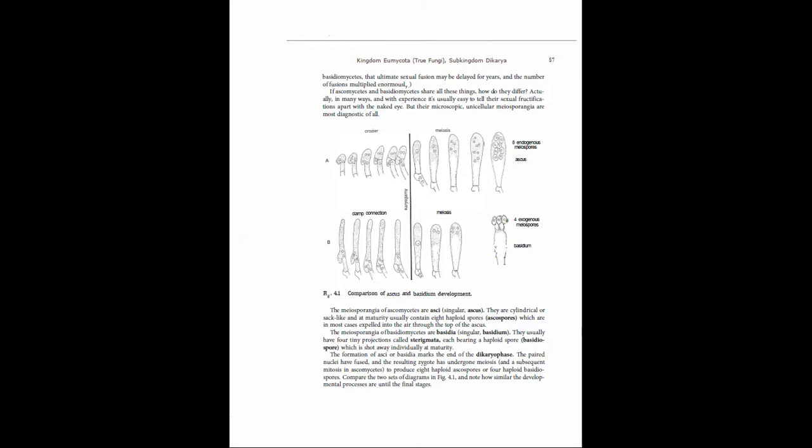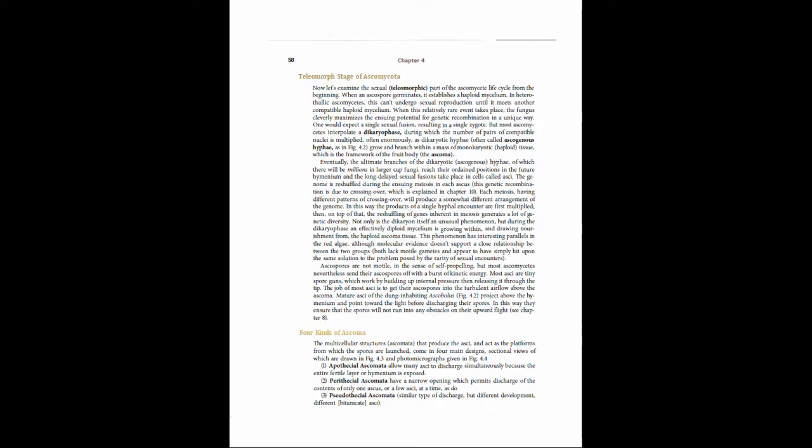The paired nuclei have fused, and the resulting zygote has undergone meiosis, and a subsequent mitosis in Ascomycetes, to produce 8 haploid ascospores or 4 haploid basidiospores. Compare the two sets of diagrams in Fig 4.1, and note how similar the developmental processes are until the final stages.